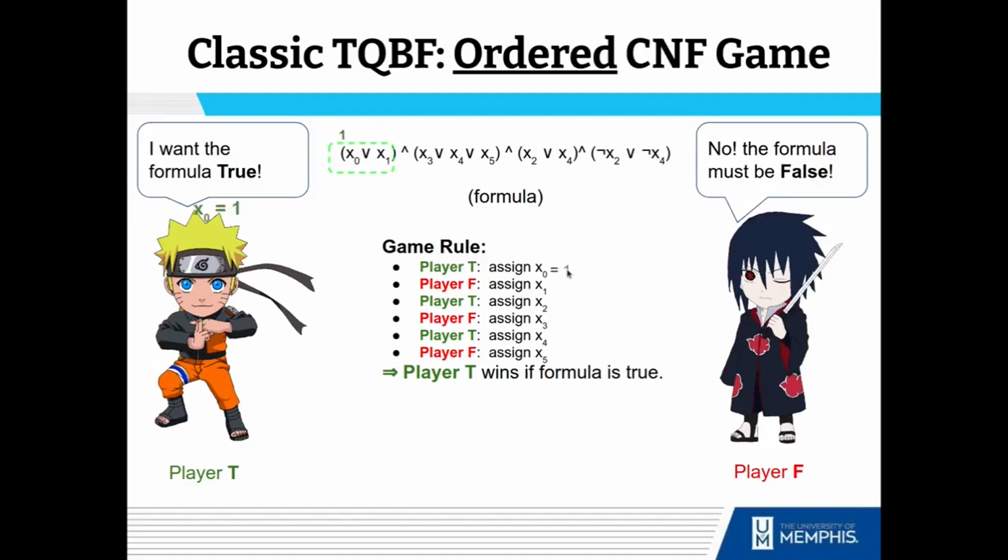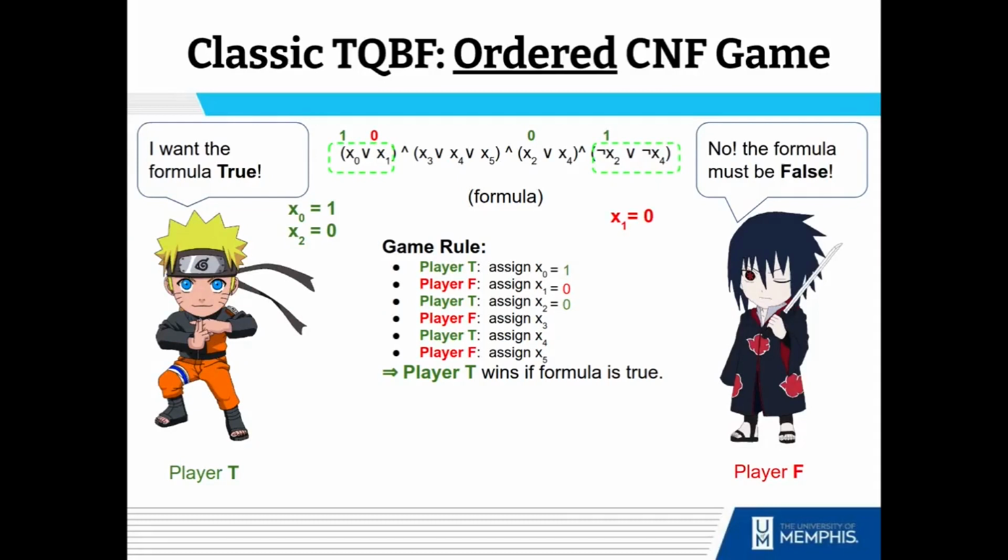All right. So let's simulate a game on this formula, and let's see how this game happens. Suppose at the beginning player T will have to assign a value to x0. So suppose player T assigns x0 equal to 1. Now it is player F's turn. Player F will have to play x1 and assign a value. Suppose player F assigns x1 equal to 0. So the first clause is satisfied because it has one true literal. Then it is player T's turn. Player T will have to play x2. Suppose player T plays x2 equal to 0.